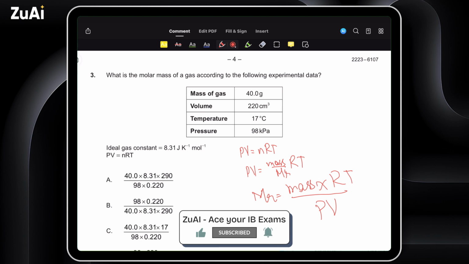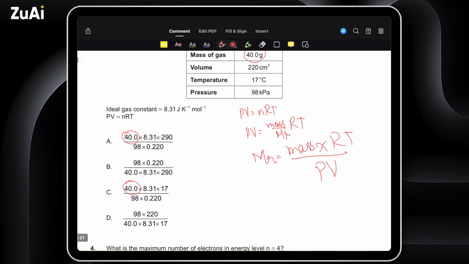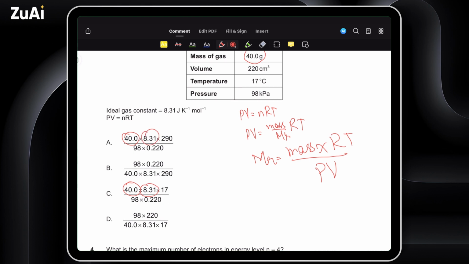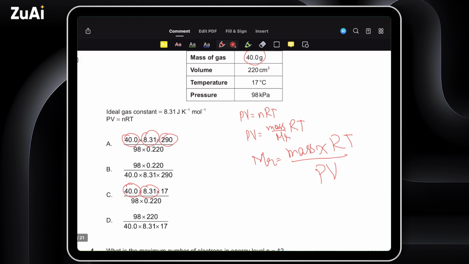So you have to see, mass is 40. 40 should be in the numerator. R is the gas constant, it should be in the numerator. T is temperature, which is 273 plus 17, that is 290. It should be above. So that's why we can say that A is the answer. That's so easy.